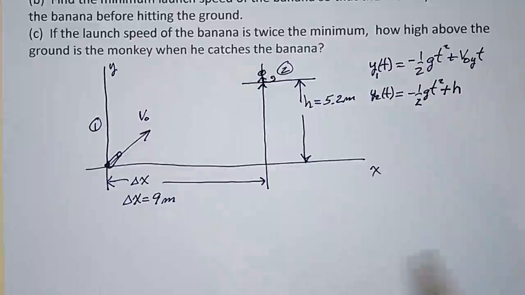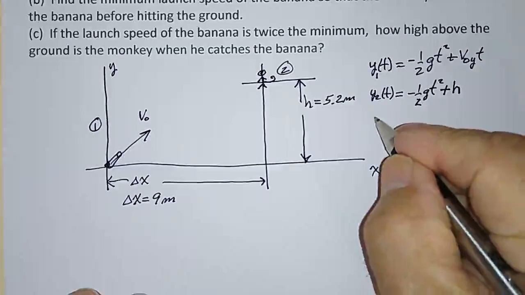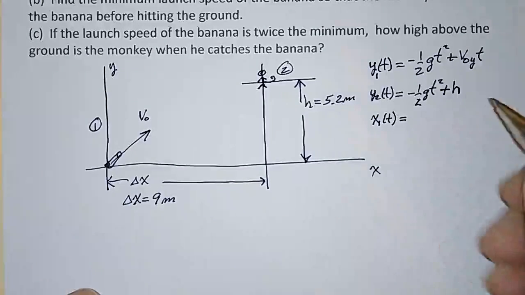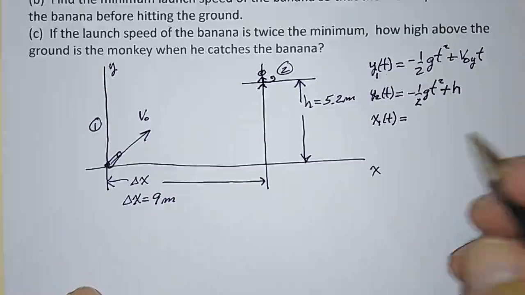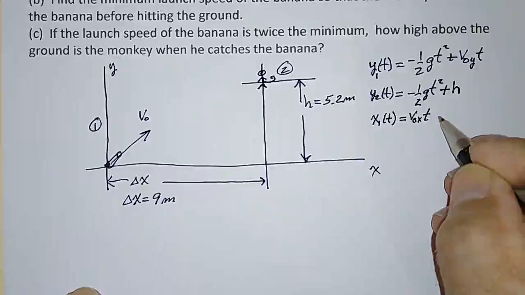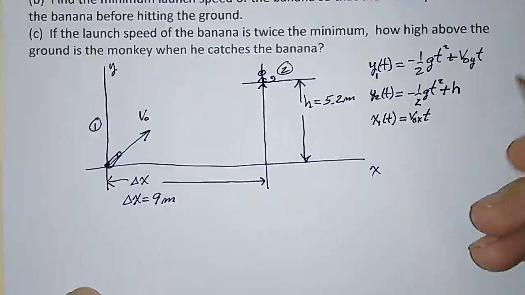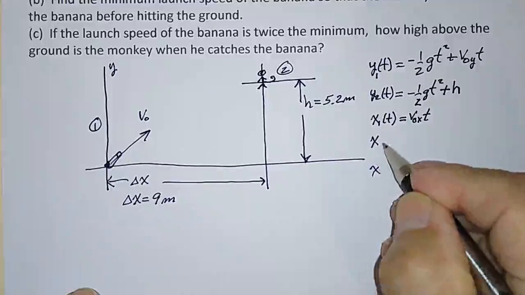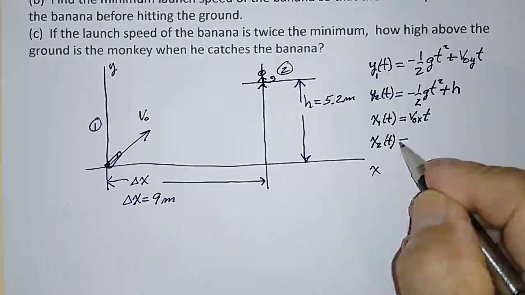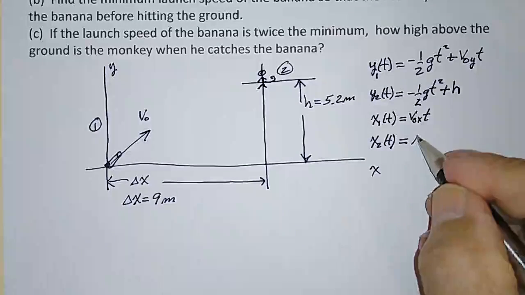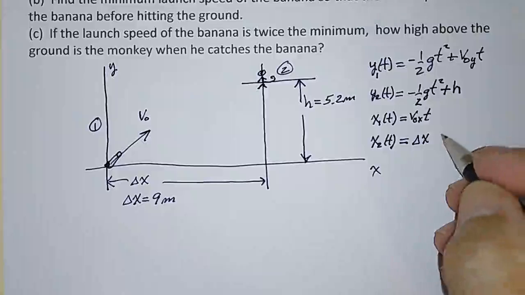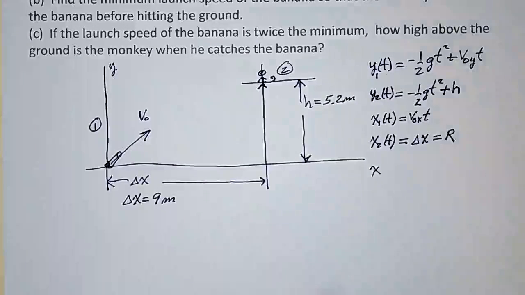So I can also write the equations of motion in the x direction. So x1 of t, which is the cannonball, is just v naught x t plus the initial position, which is 0, so I'll just leave that off, since it doesn't accelerate in the x direction. And x2, which is the position of the monkey in the x direction, is just equal to delta x. Or you could just call it x, but I'm going to call it delta x. It's also equal to the range, which I'll call r.